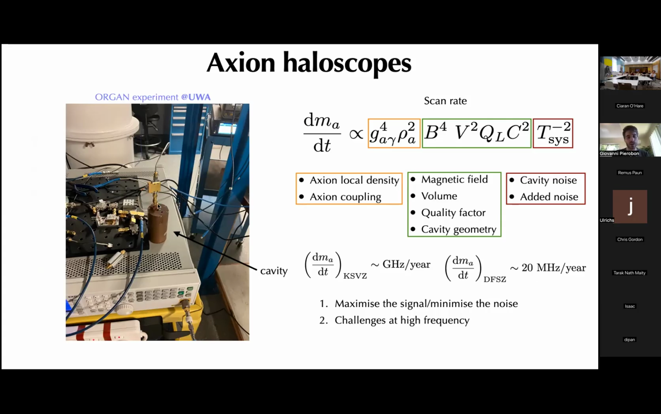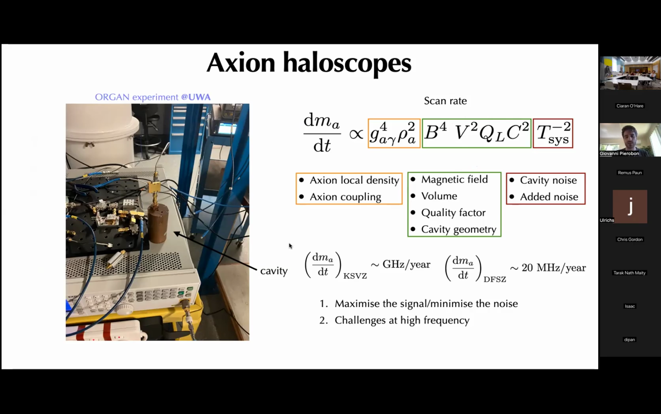So this is a picture that I've taken of the organ experiment when I visited the University of Western Australia in Perth. And this is the size of the cavity, which is very tiny. Plus, the volume scaling is actually killing your scan rate.